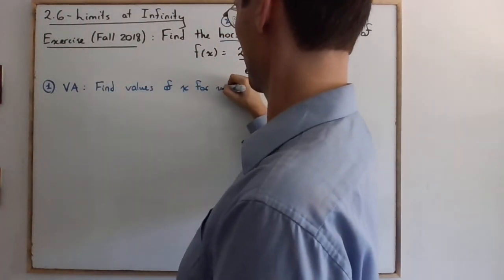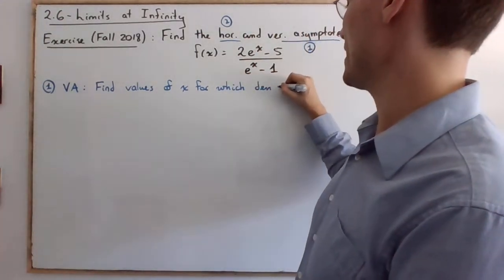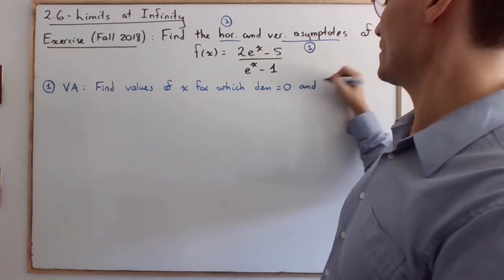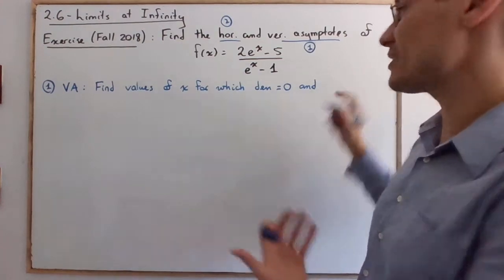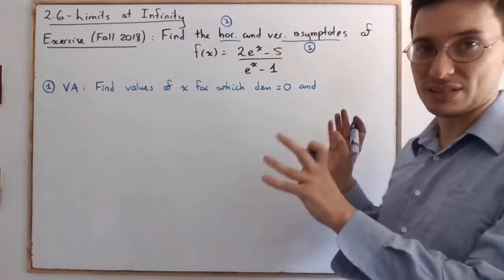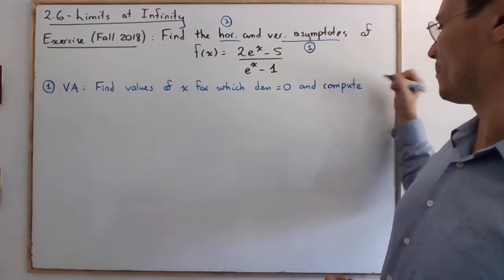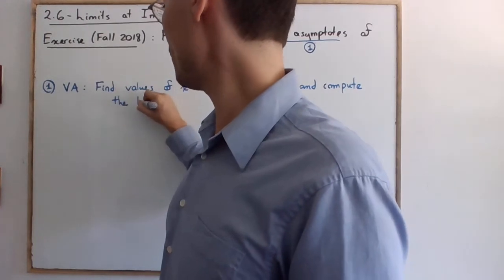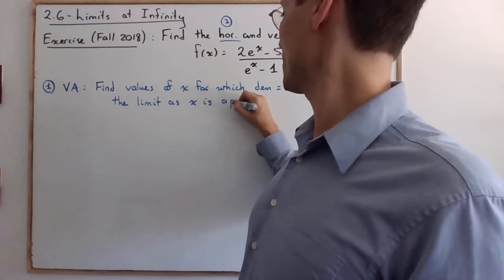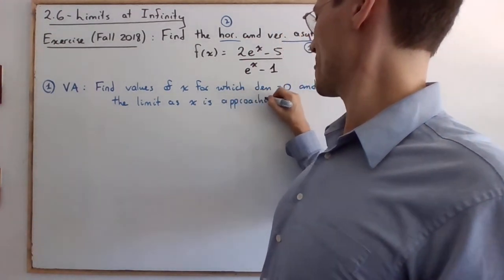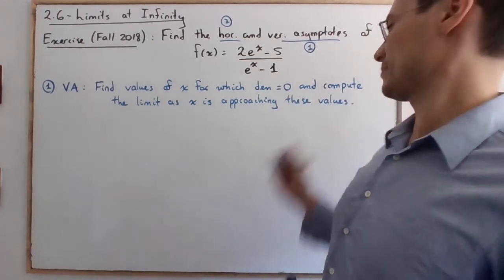So, find values of x for which the denominator is equal to 0, and we don't actually need to compute the entire limit. Actually, we will see where to stop. But just so that you don't forget to do it, compute the limit as x is approaching these values.